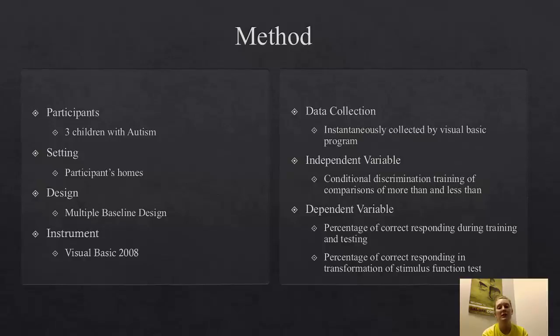Data collection was instantaneously collected by the Visual Basic program, in which the data was instantly put into a notepad on the computer. The independent variable of the study was the conditional discrimination training of the comparisons of more than and less than frames. The dependent variables were the percentage of correct responding during training and testing phases and the percentage of correct responding in the transformation of stimulus function test.